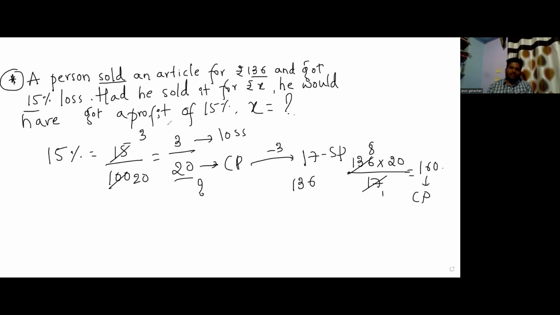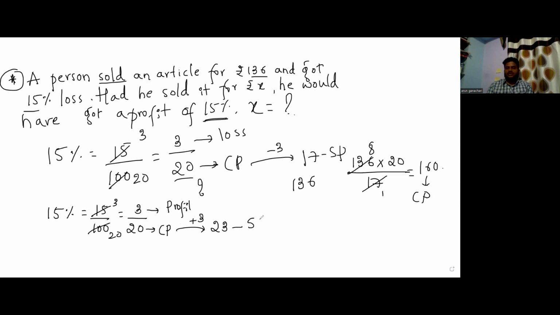Now they are telling we want a profit of 15%. Instead of loss, they want a profit of 15%. 15% is again 15 by 100. If you cancel it out, it is again 3 by 20. If 20 is your cost price, 3 is your profit. Now remember, we are having profit, so I'll add 3 to my 20. It will become 23. What is 23? 23 is your selling price. Now we want selling price when we will have a profit.